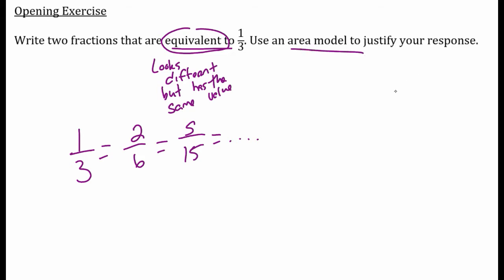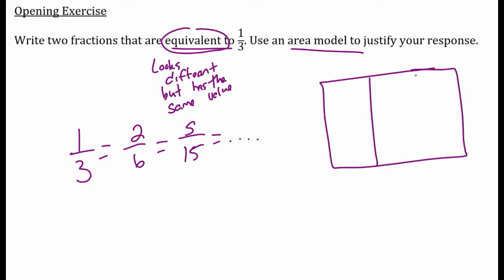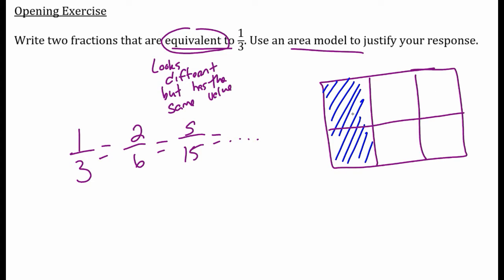How do we use an area model to justify this? So here's a rectangle, and I'm going to split it into thirds. There's 1/3. Well, if I take my model here and cut it like that, we see I now have 2 out of 6. So 2/6 is the same as 1/3, because all I did there was add in that extra line. This is just a quick review of fractions from your middle school days.